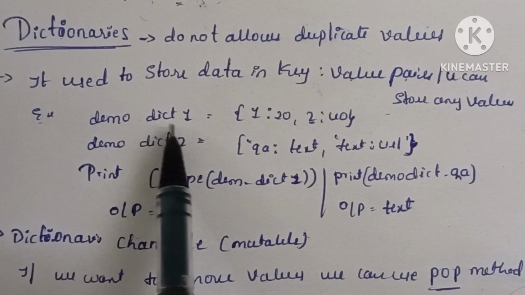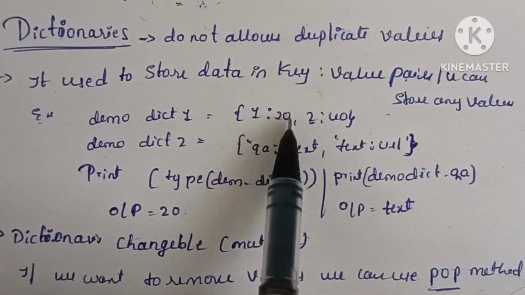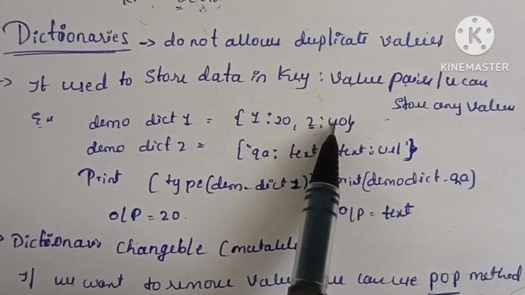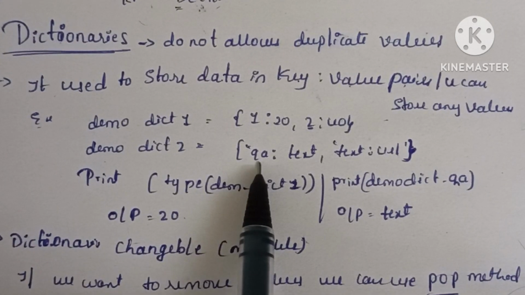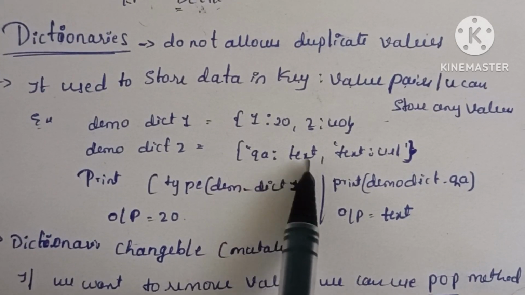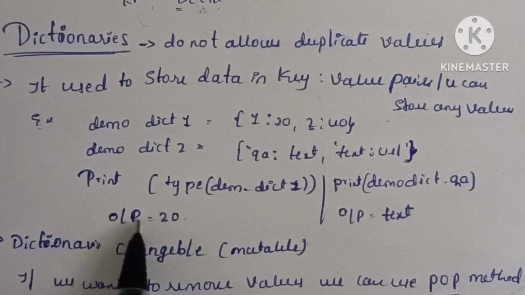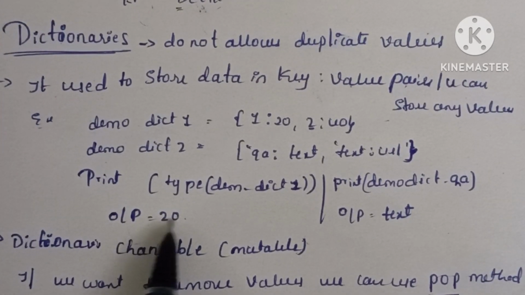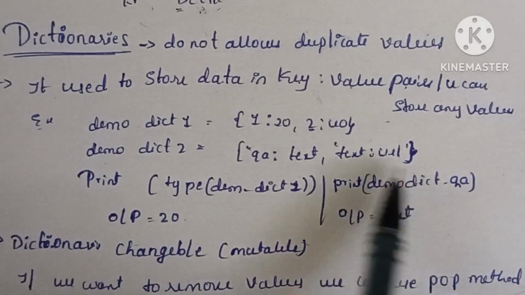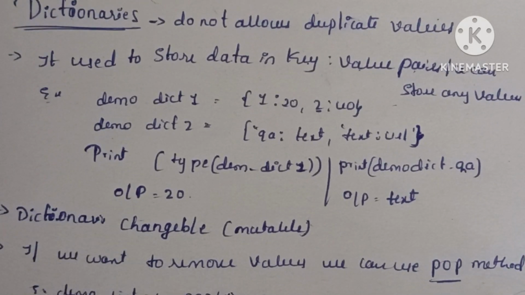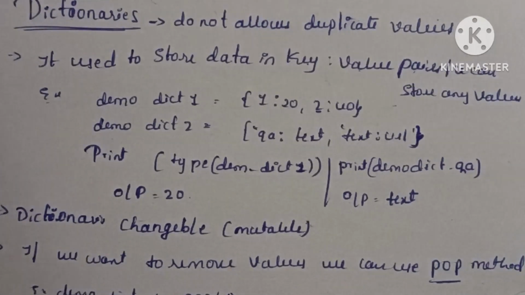You demo dictionary, 1 colon 20. So this is the key pair, value pair. 20 pair. Demo dictionary 90, sorry, QA and test URL. Like that only, output also like this 20, and print demo 20 means test. So like that. Dictionaries are changeable, means it is mutable, means you can modify and update like that.